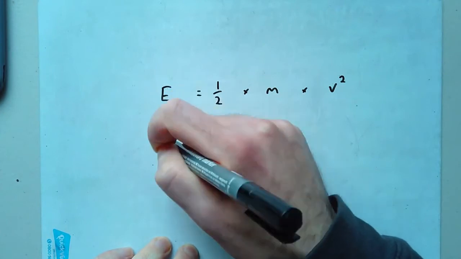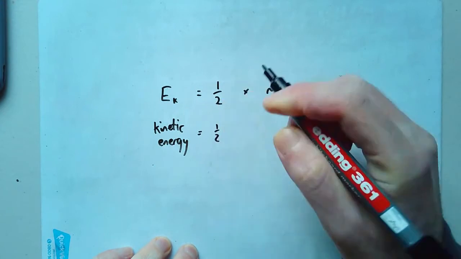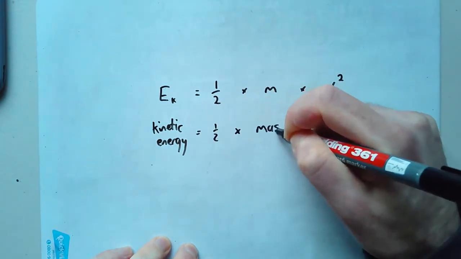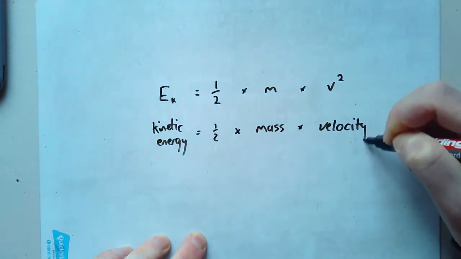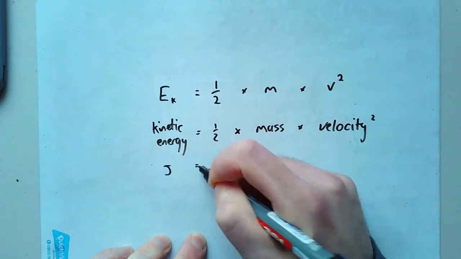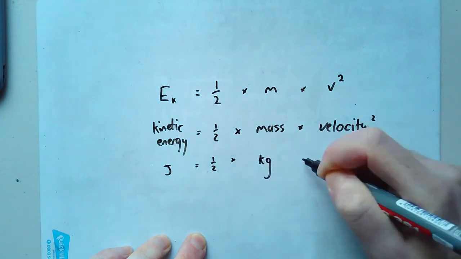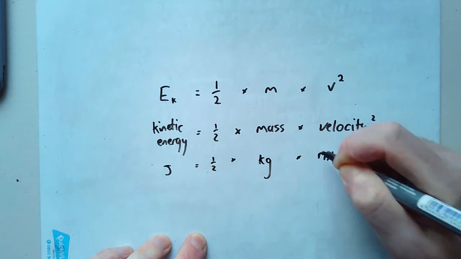Now, in terms of our words, we'd have kinetic energy, or kinetic energy store, equals a half. That doesn't need to be changed into anything. Times the mass times the velocity squared. In units, joules, half times kg for mass, and then the velocity squared, the units are meters per second, and I'll put all that in brackets and square it.